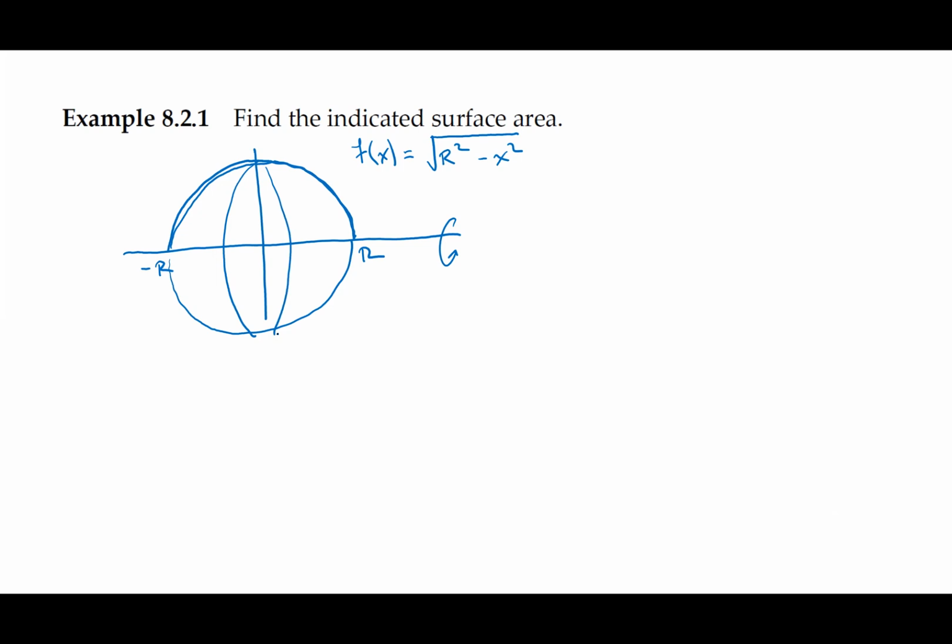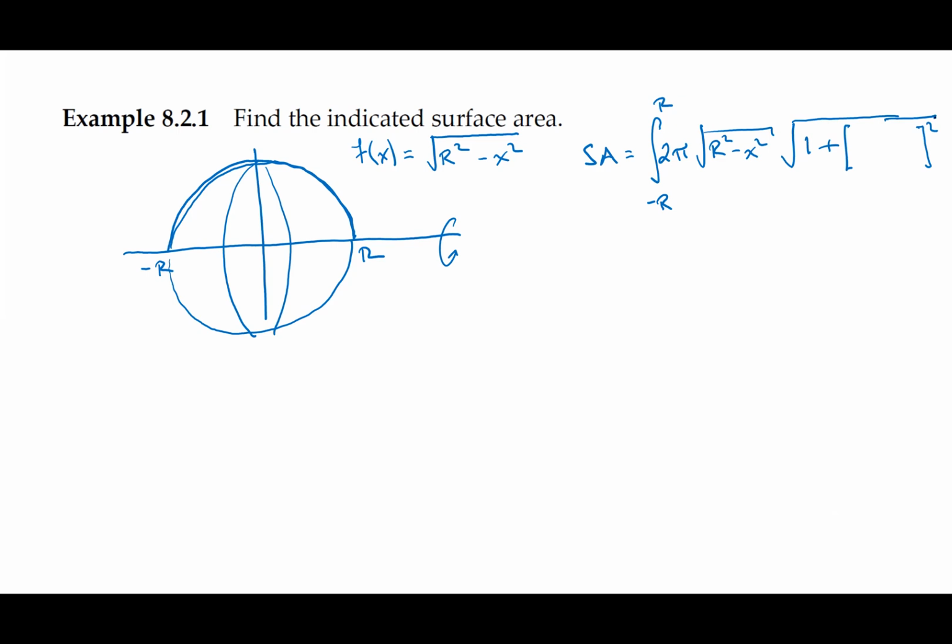All right. So we know that the surface area is going to be the integral from negative r to r of 2 pi square root r squared minus x squared, and then square root of 1 plus the derivative squared.